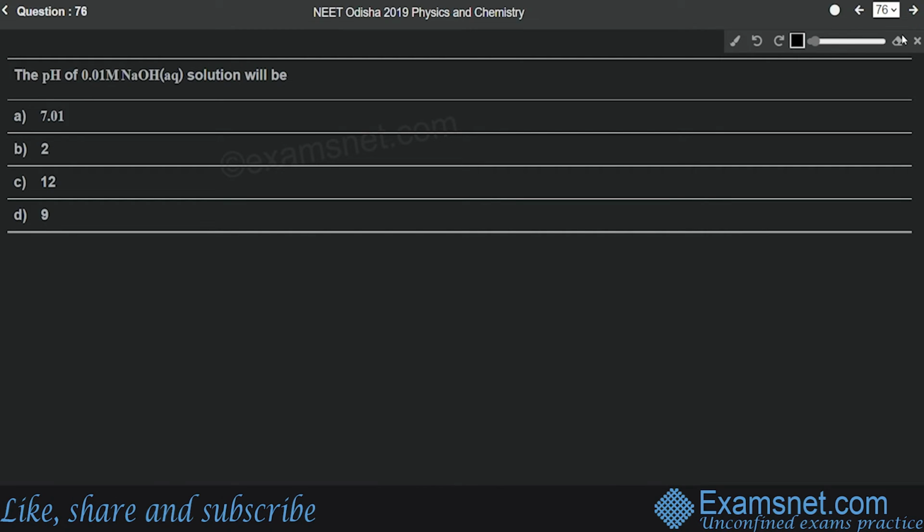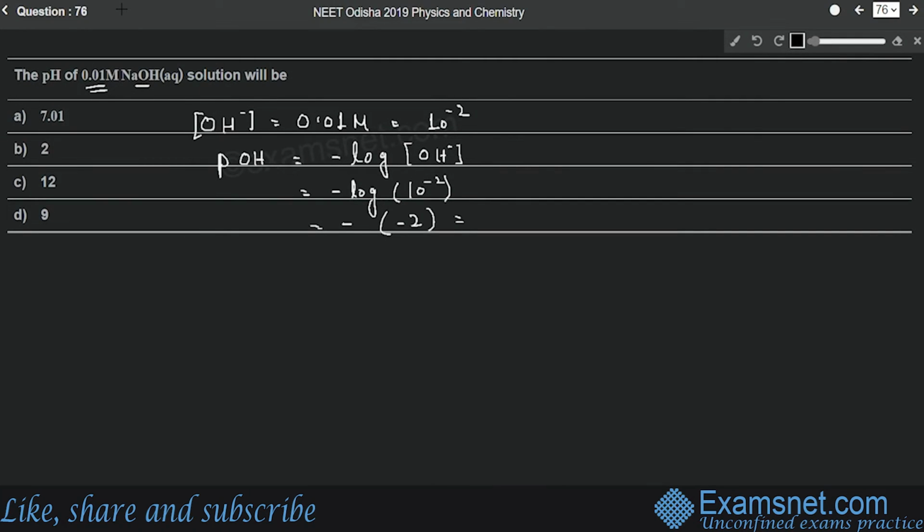Question number 76 is from the chapter Equilibrium, and the question is: the pH of 0.01 molar aqueous NaOH solution will be. The concentration of OH minus is given, it is 0.01 molar. So we can write it as 10 to the power minus 2. Now we can find the value of pOH, because pOH is equal to minus log of OH minus concentration. That means minus log 10 to the power minus 2. So here we'll get minus 2, that means plus 2. So this is the value of pOH.